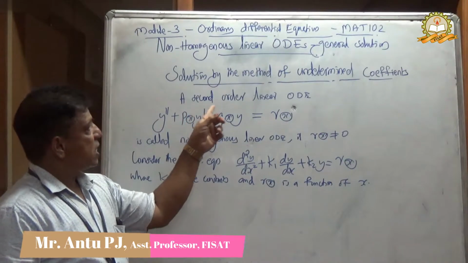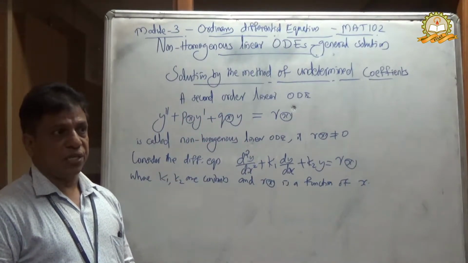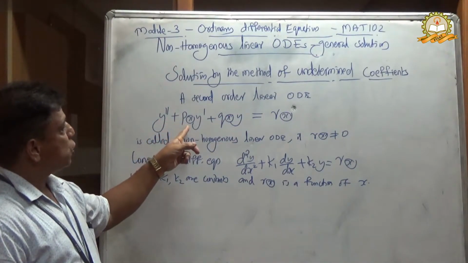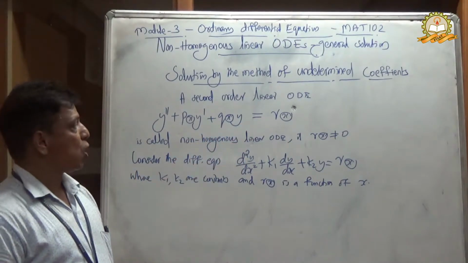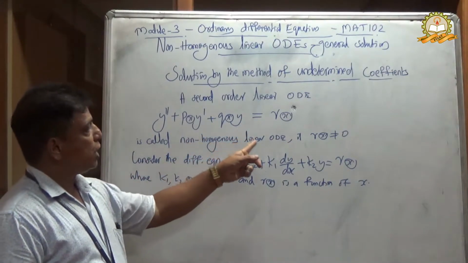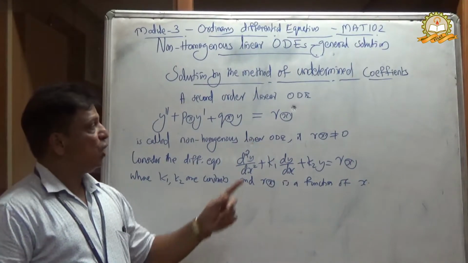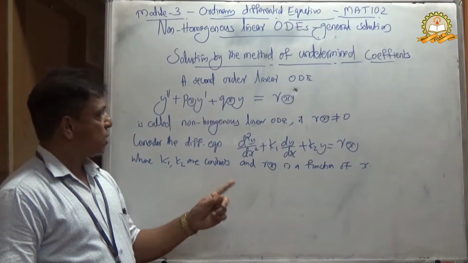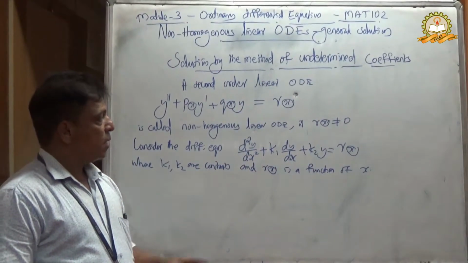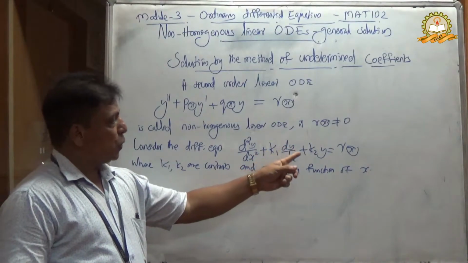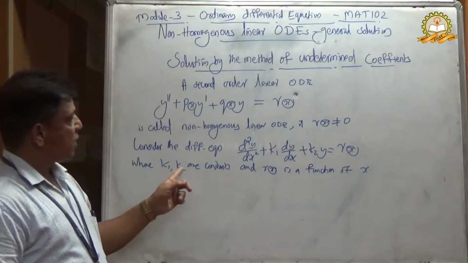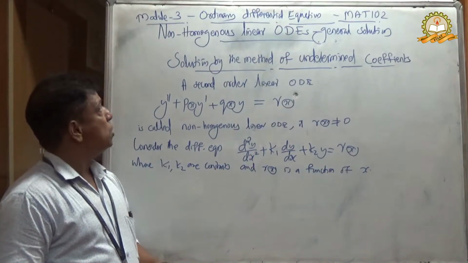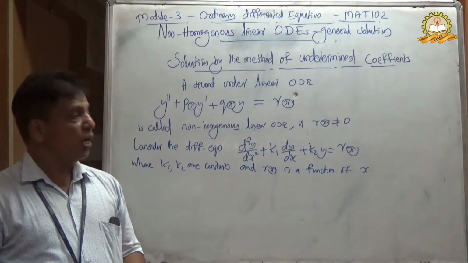We know that a second order linear ordinary differential equation y'' + p(x) y' + q(x) y = r(x) is called a non-homogeneous linear ordinary differential equation if r(x) is not equal to 0. Consider the differential equation d²y/dx² + k1 dy/dx + k2 y = r(x), where k1 and k2 are constants and r(x) is a function of x. This is an example of a non-homogeneous linear ordinary differential equation.